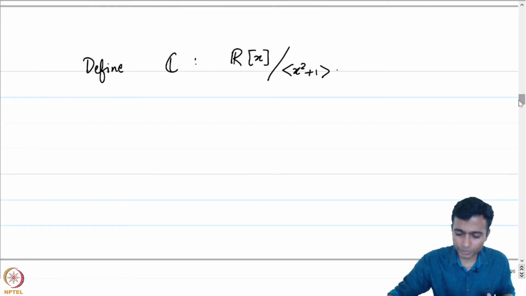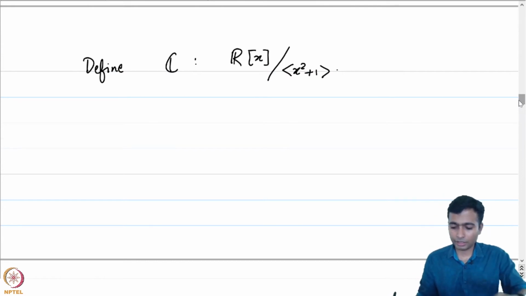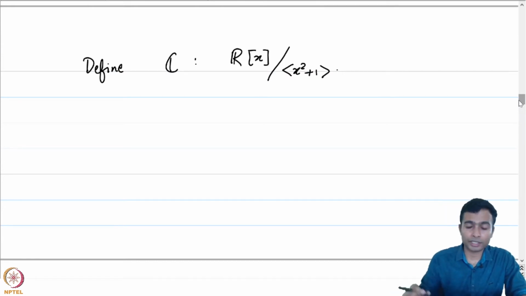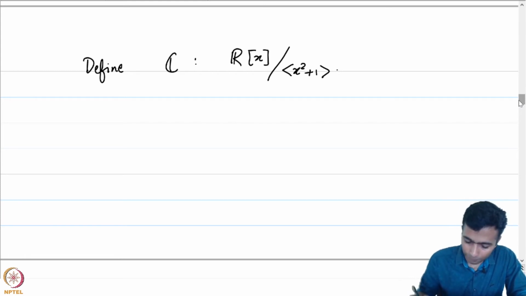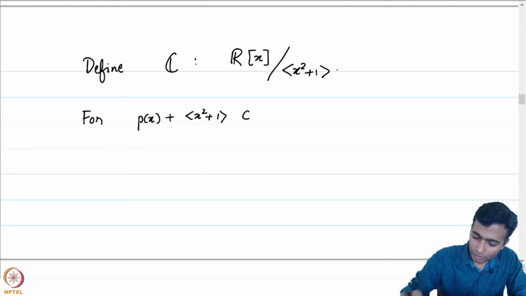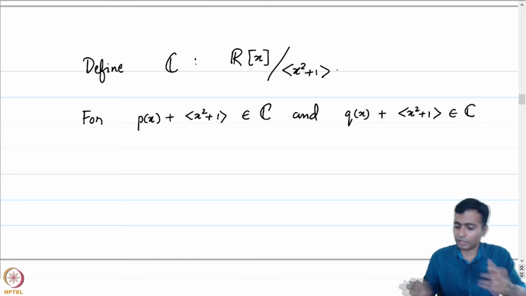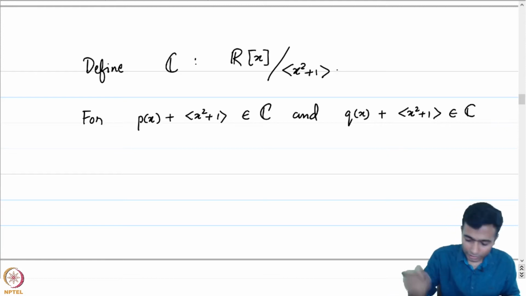What are the objects here? The objects here will be cosets of the ideal x square plus 1. And what will be the operations, that addition and multiplication we will have here? Let me write the operations down. So for the cosets, p of x plus x square plus 1 in C and q of x plus x square plus 1 in C. So when are these two elements equal? Let me start from there.